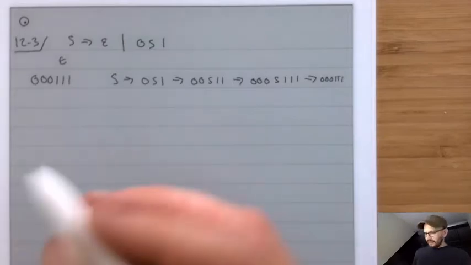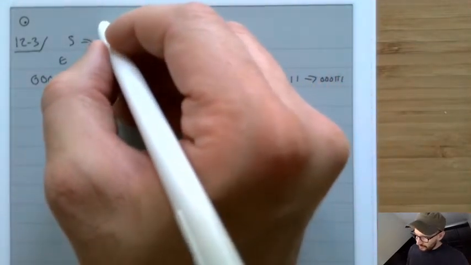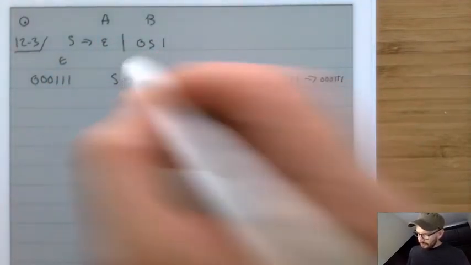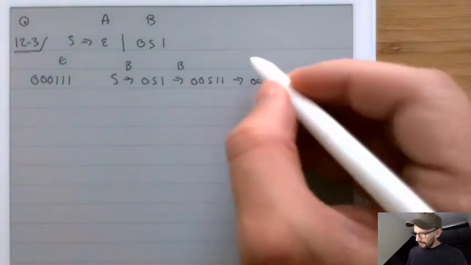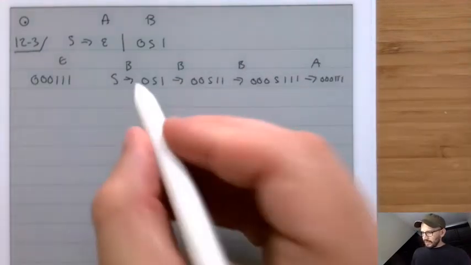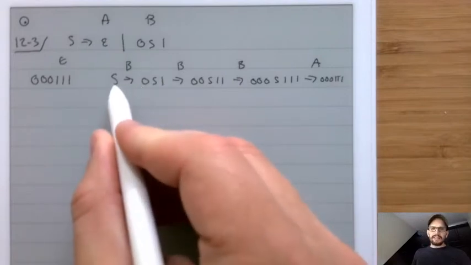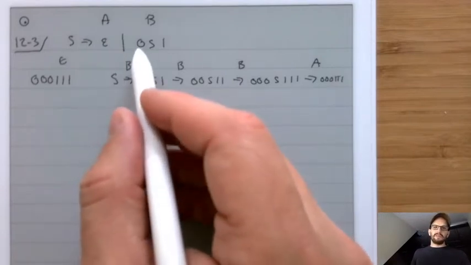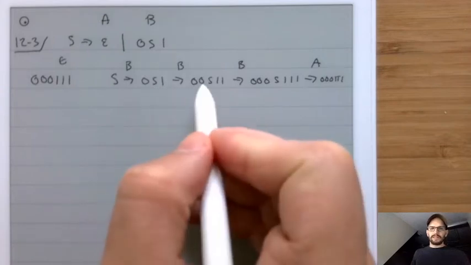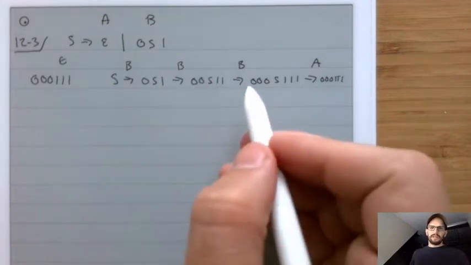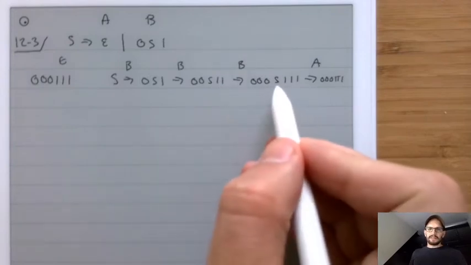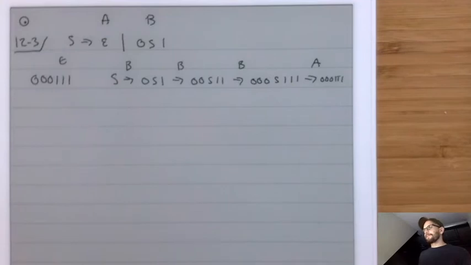Now what I did right here is I made use of rule A and rule B. Here I used rule B, here I used rule B, here I used rule B, and here I used rule A. Because what I did is I took this S right here and I replaced it with 0S1. Then I took that S in the middle and replaced it with 0S1. Then I took that S in the middle and replaced it with 0S1. Then I took that S in the middle and I replaced it with epsilon.